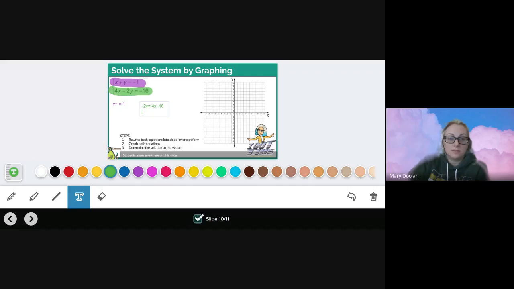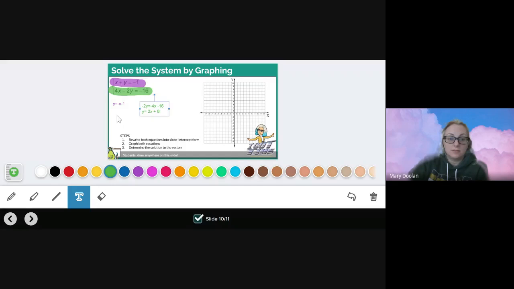Enter. I have to divide everything by -2. So that's going to change it to y equals -4 divided by -2 is going to be positive 2x, and -16 divided by -2 is positive 8.